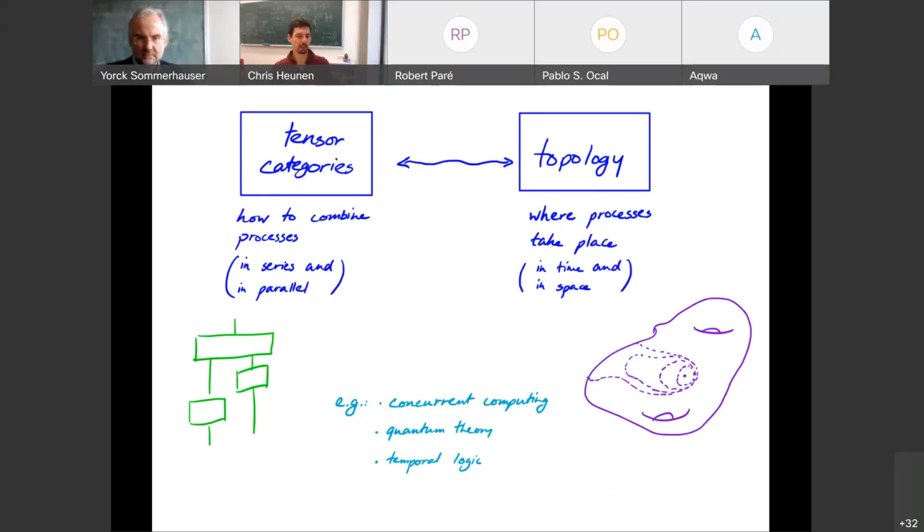So by tensor category, I really mean some way of combining processes together, both in series and in parallel. If you look at this picture on the bottom left, these green boxes, you think of the green boxes as doing certain things to certain systems, going from below to above. They take some input, they do something, they produce some output. And you can compose them in series, so next after each other, or in parallel next to each other.